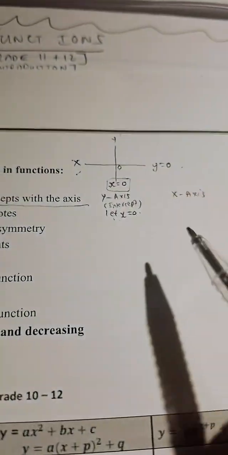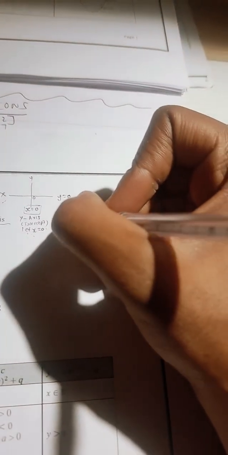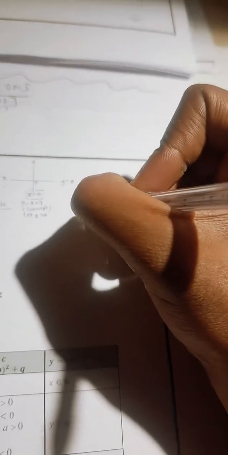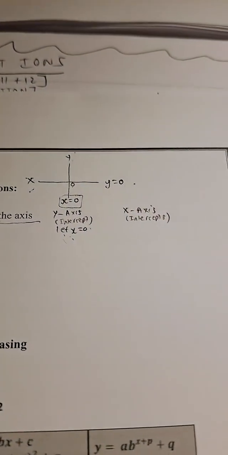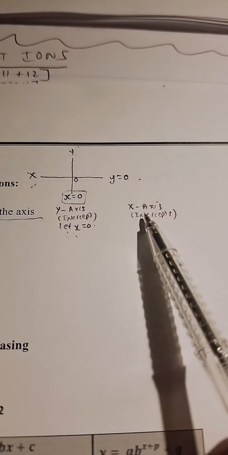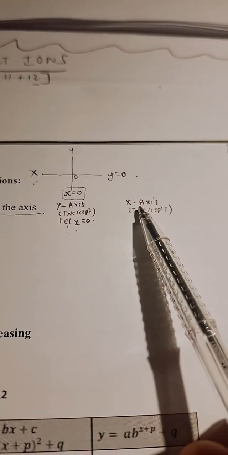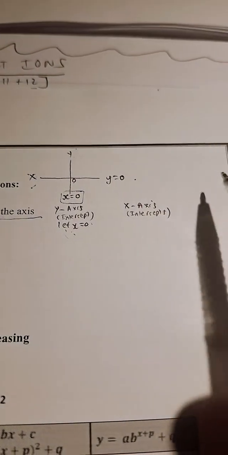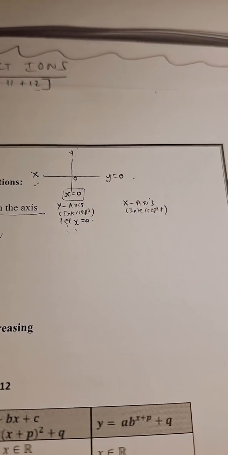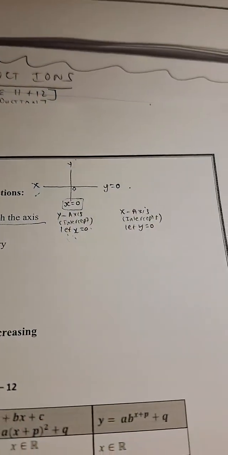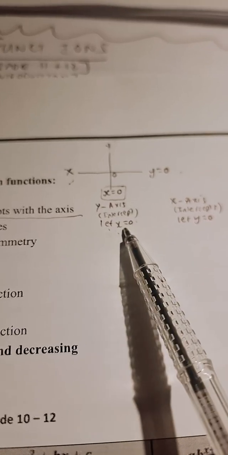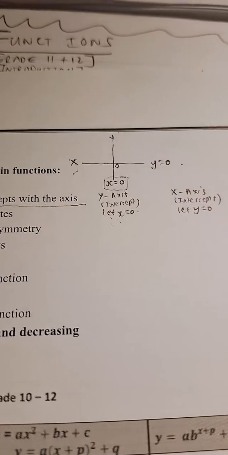So when we want the y-intercept, we let x be equal to 0. Then the x-axis, when we want the x-intercepts, what do we do? All right. When we want the x-intercept, the intercept on the x-axis, what do we say? Very good, Tina. Bontle, very good. We let y be equal to 0. So when we do that, we let x be equal to 0, then we solve for y.